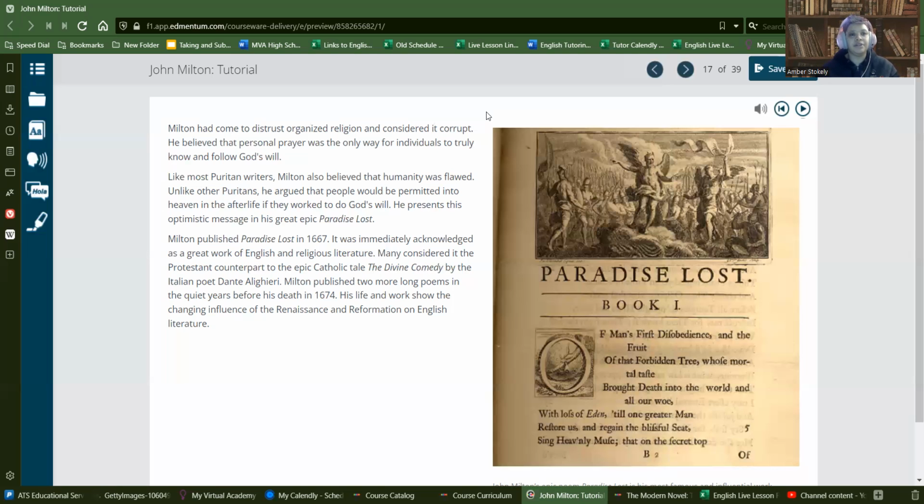And he published 2 more poems after Paradise Lost, before his death in 1674. So even though he was blind at this point, he was basically writing and publishing works for decades after he went blind. And a lot of his later work showed the changing influence of the Renaissance and the Reformation on English literature. So that's one of the reasons why he's considered so important.